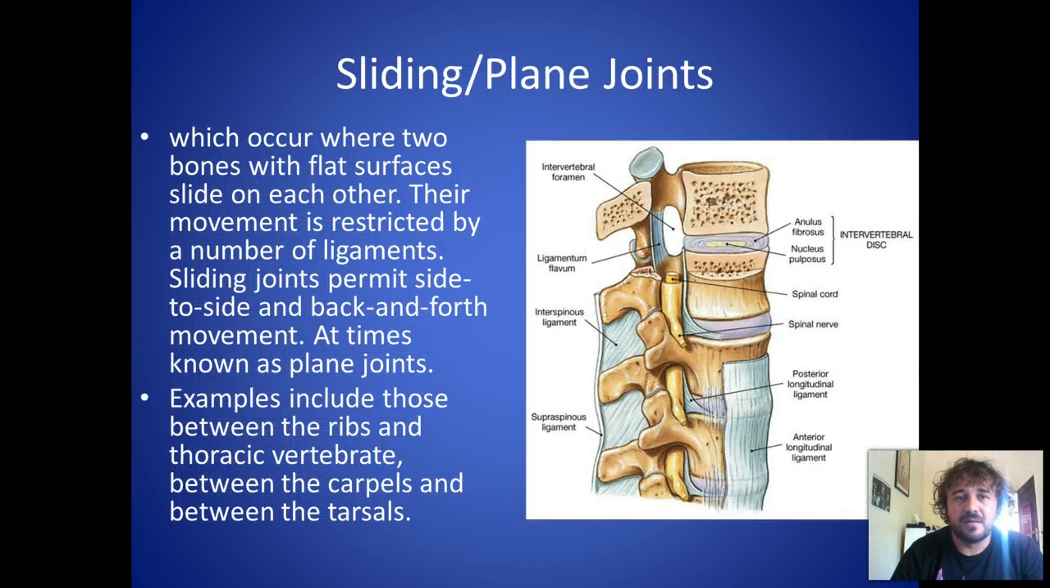Alright. The sliding or the plane joints. This is where you've got two flat surfaces that sit on each other like this. Ligaments hold them together so they don't move too far, and it's got a side to side and back and forth movement. These are found in your vertebrae, particularly the thoracic vertebrae. That means the main body ones, so here to here sort of thing.